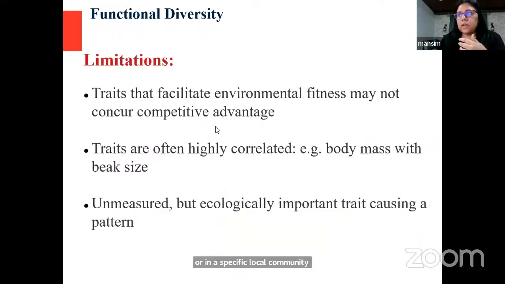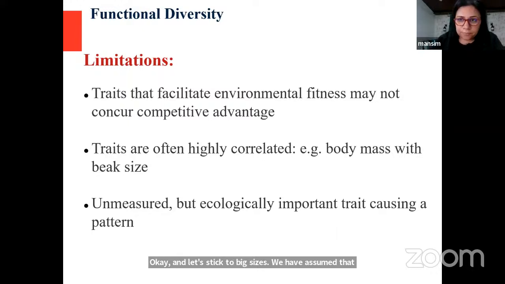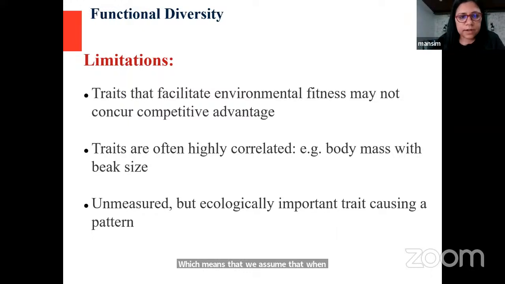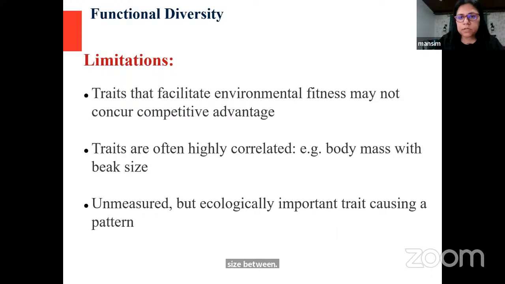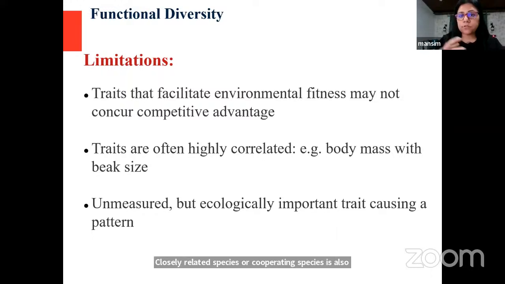There's a catch here, of course. Again, let's stick to beak sizes. We have assumed that beak size is involved in environmental filtering as well as interspecific competition, which means that we assume that when the environment selects for a specific trait, it selects a specific kind of beak size. And that beak size between closely related or co-occurring species is also involved in competition. That may actually not be true. We know that beak size is involved in competition because it determines what kind of resources you compete for, but whether a specific abiotic environment also selects for beak sizes, we don't know that.